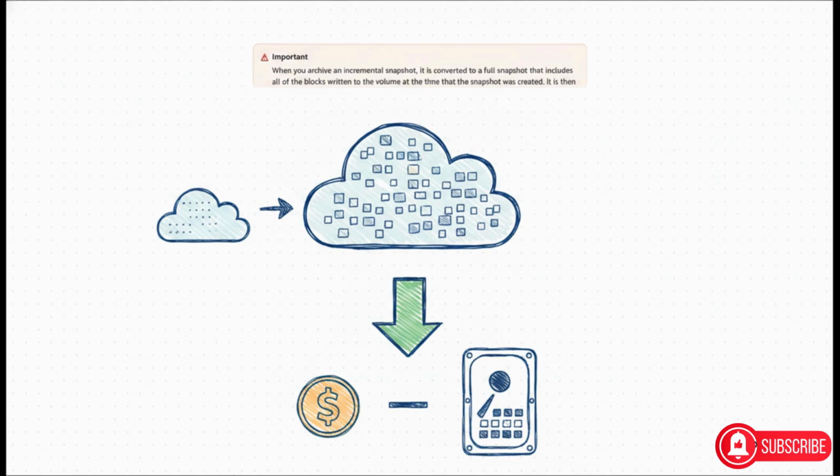Archiving an incremental snapshot instantly converts it into a full snapshot. Because you're moving it to cold storage, AWS has to pack all those referenced blocks together into one big file. That fundamentally changes how you're billed. So you should really only use the archive tier when the massive drop in the per gigabyte price actually makes up for the sudden jump in the total gigabytes you're storing.